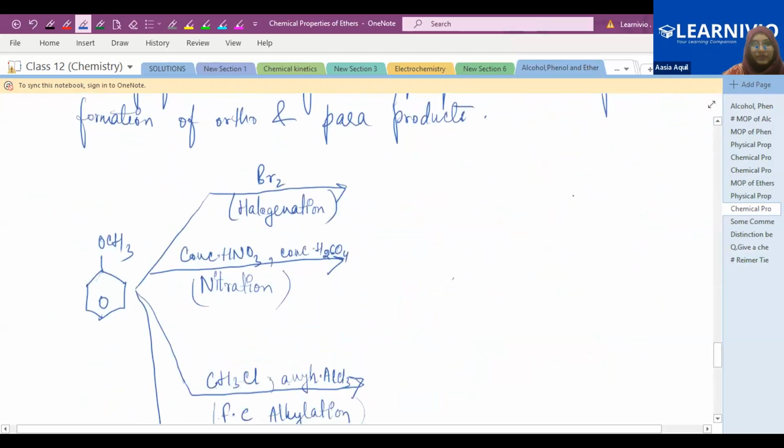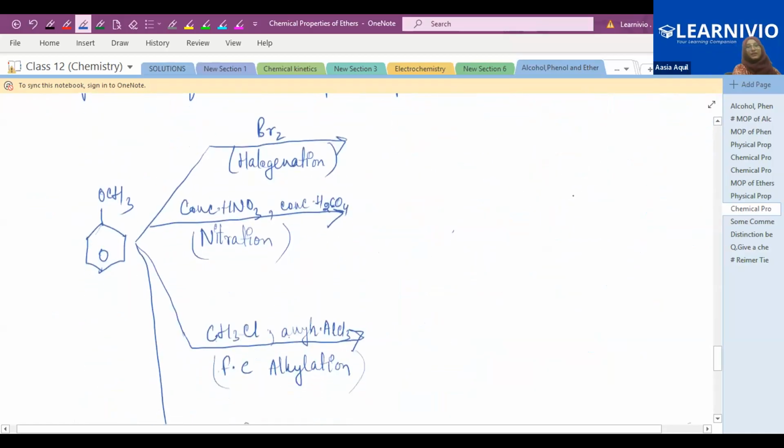Okay, so we will discuss some reactions of anisole. What is this? This is your anisole. When you do the halogenation reaction, here the halogen is basically the electrophile. Bromine plus. This is the electrophile. Halogen will act as an electrophile.